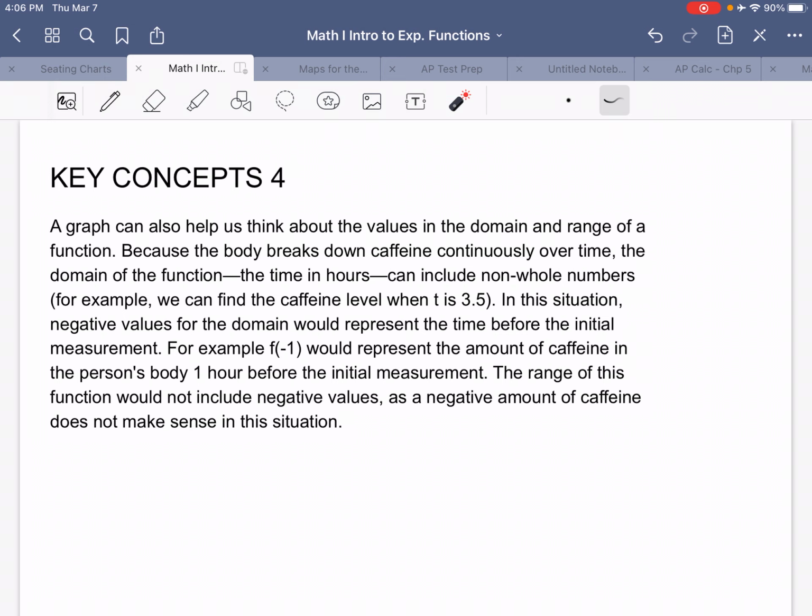In this situation, negative values for the domain would represent the time before the initial measurement. So let's say Mr. Van drank a cup of coffee at 8 a.m., but we didn't measure the caffeine in his bloodstream until 9 a.m. We could put in -1 to find out the amount of caffeine in Mr. Van's bloodstream 1 hour before we started measuring. The range of this function would not include negative values, because a negative amount of caffeine doesn't make sense in this situation.